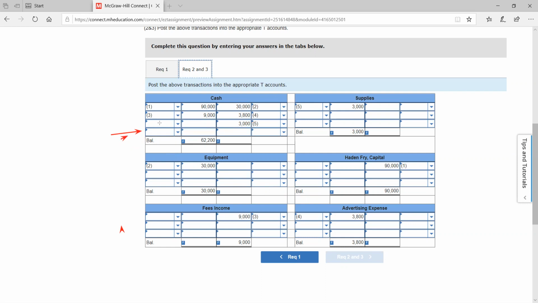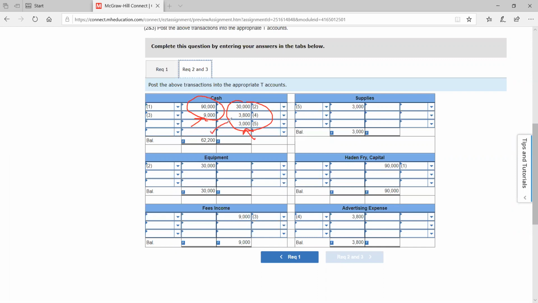Now, the other thing they do in this chapter is show you how to calculate the balance of an account. For example, for cash, you've got debits of 90,000 and 9,000, and then 3 individual credits. So you add up your debits, add up your credits, and take the difference.